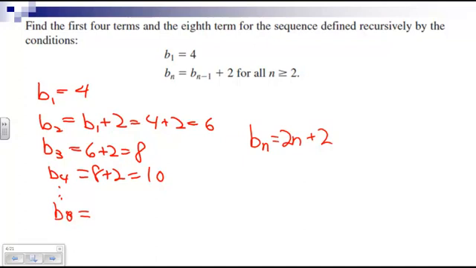When n was 1, we got 4. When n was 2, we got 6. Okay. And now that you've seen the trend, you see this common increase. We're going to be able to say that the 8th term is going to be 18. Is that good? Yes. Okay. Great. So far, so good. Does this feel good? Doesn't feel like calculus, does it? That's why it feels so good.